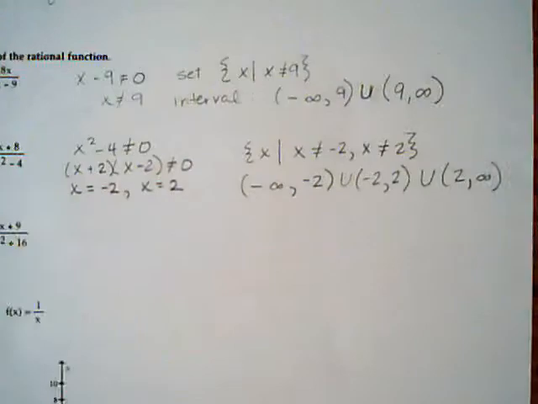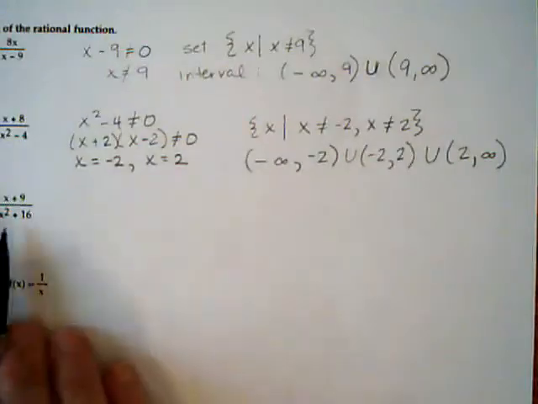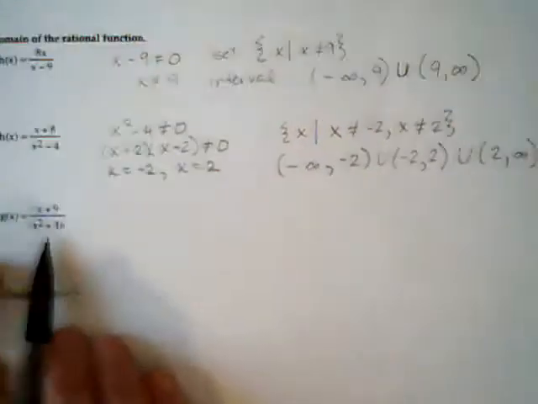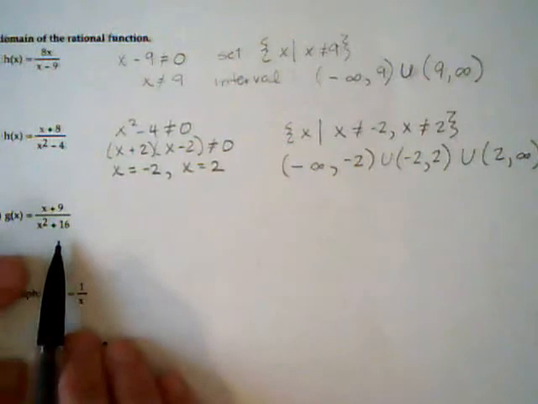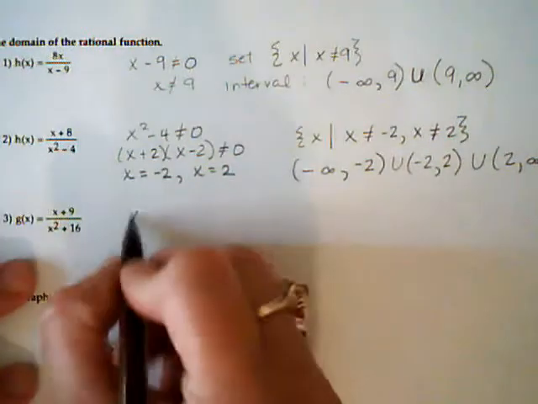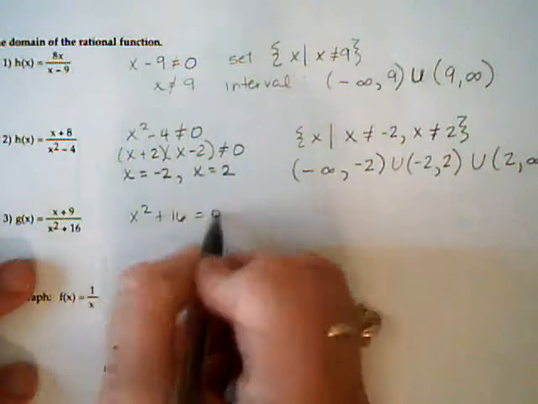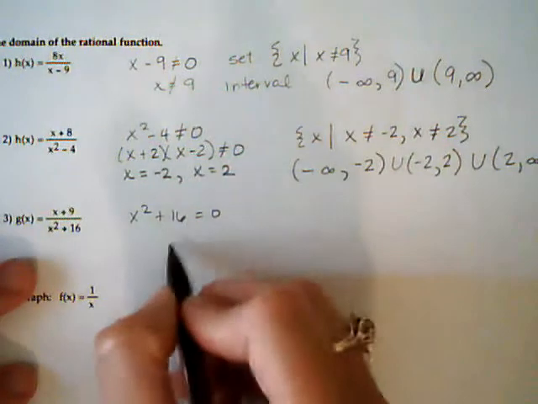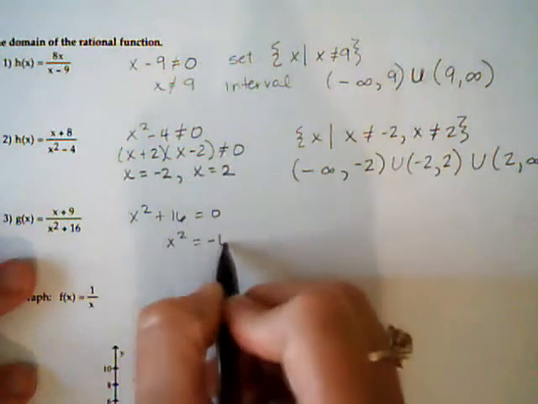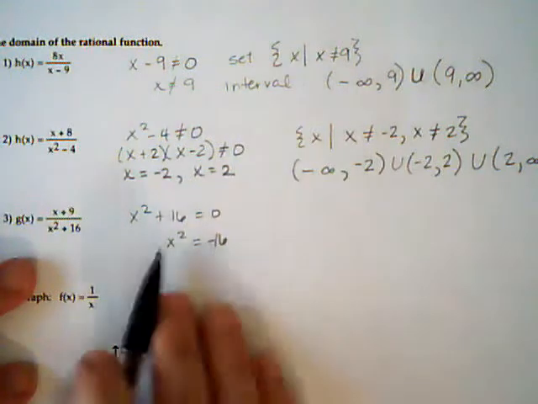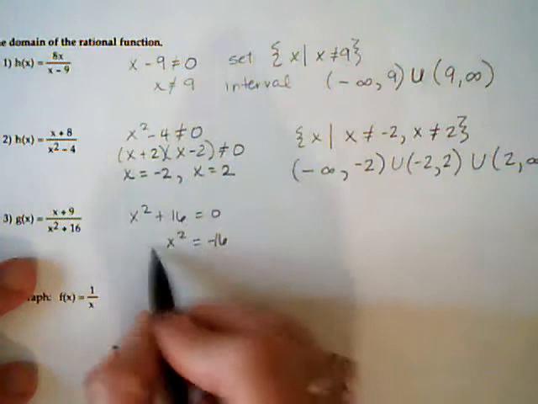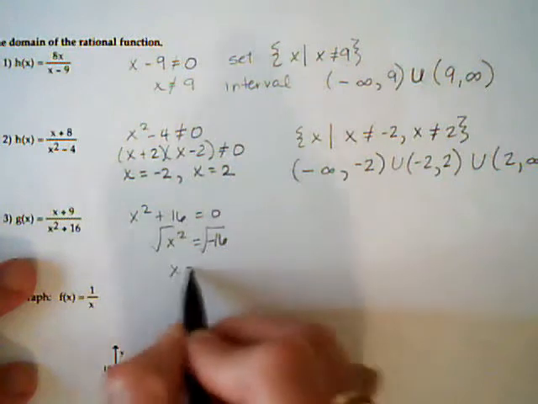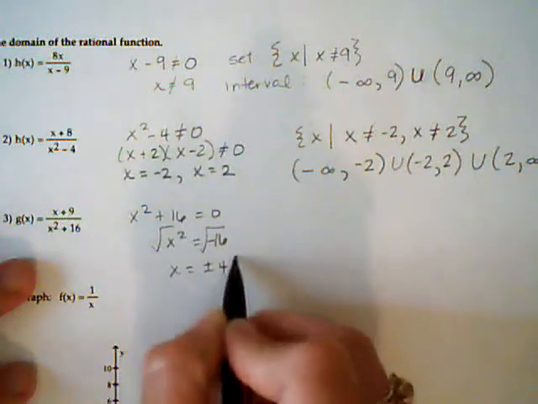Okay, on number 3, again we're going to do the same thing. Take x squared plus 16. We do not want that to equal 0. Well, that's not going to factor, and if I tried to solve it by the square root property, I would get x squared equals negative 16. When I take the square root, it would be plus or minus 4i.